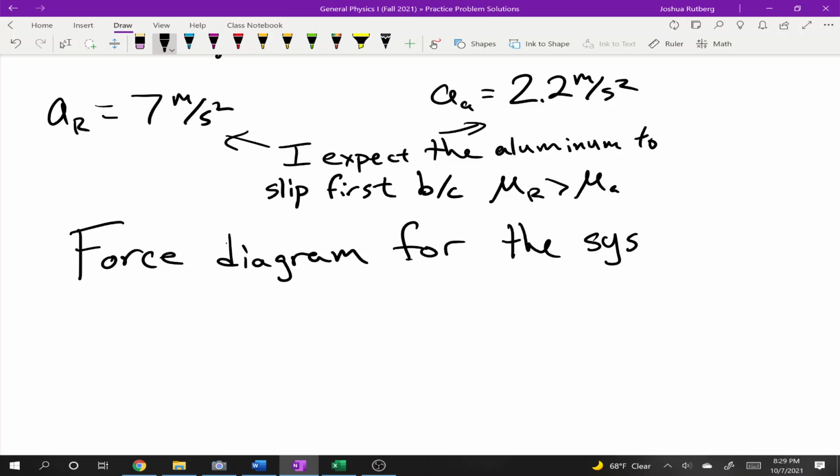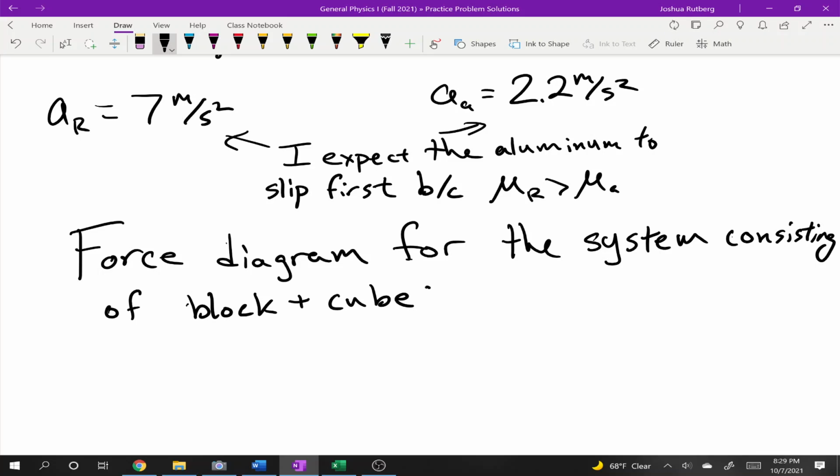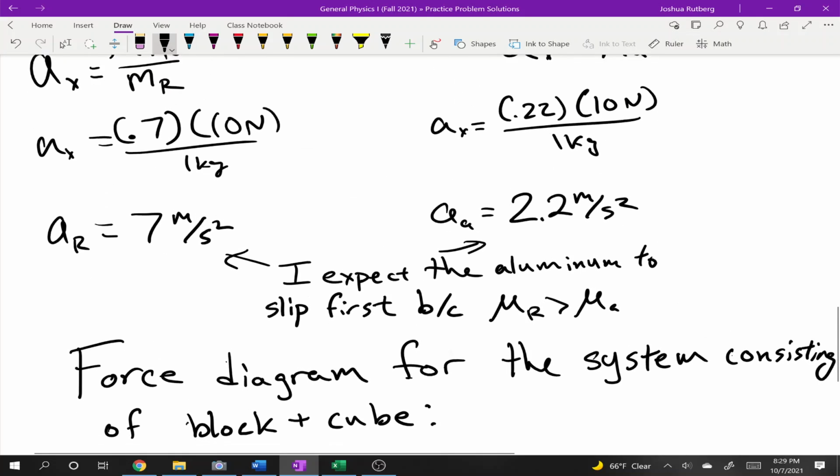For the system consisting of block and cube. And I'm only going to draw one force diagram. I'm not going to draw the same diagram for the one with the rubber cube and the one with the aluminum cube. We have seen that they are the same.